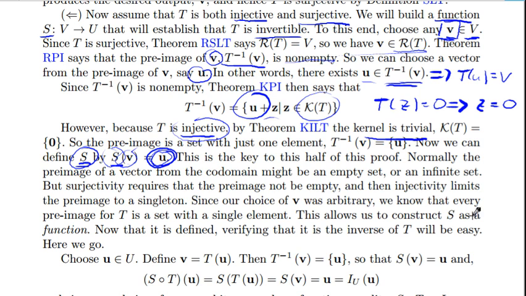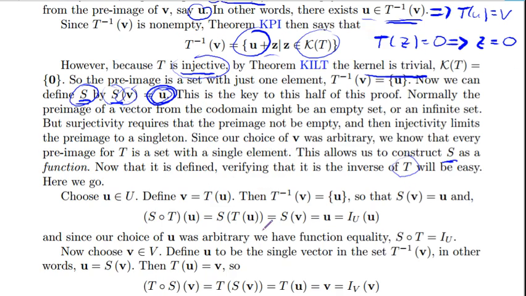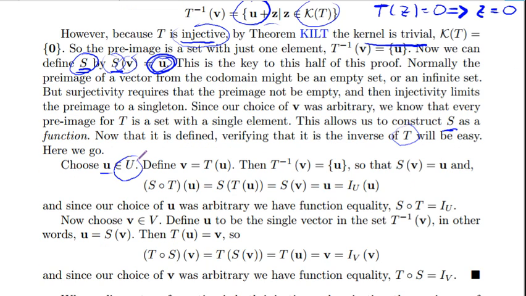Now all we have to do is show that this mapping is in fact an inverse of T. We just need to verify those two equations. Starting with any vector in U, we need to show that S composed T of U is equal to U. So if you define V equal to T of U, then T inverse of V must be equal to U, so that S of V equals U, and that gives us that S composed T of U is equal to U, which is the identity on U.